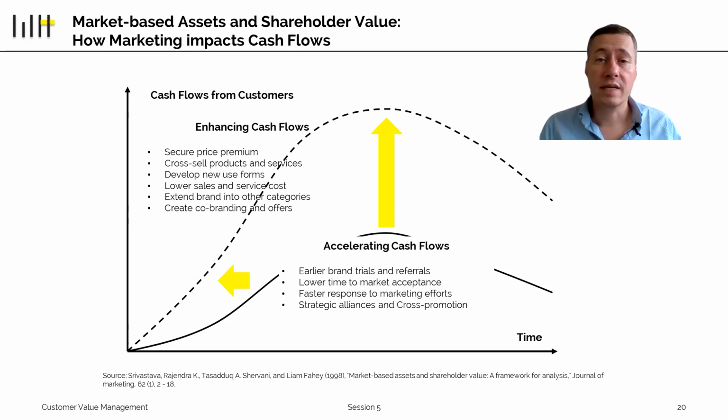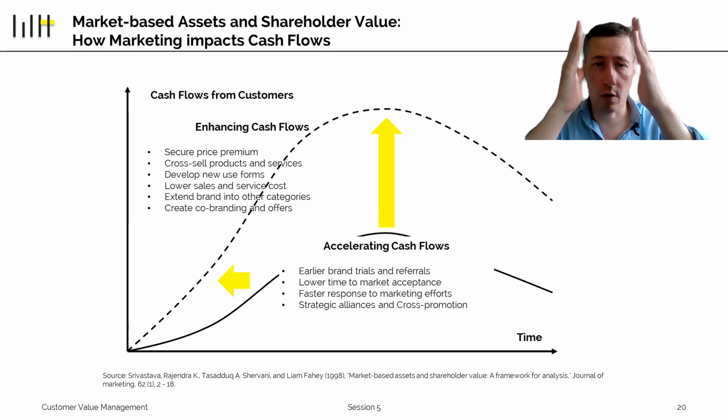What marketing can do is it can impact cash flows in two different ways. First of all, it can enhance them. So it can shift the curve upwards. For example, because if we have marketing, we can charge a price premium. We can cross-sell products and services. We can lower our sales and services cost. So if we have market-based assets, if we have a strong marketing, and this is very broad, it includes customer value management, but you can make the same argument for brand equity, which is another market-based asset, it leads to more cash flows. So it pushes the curve upwards.